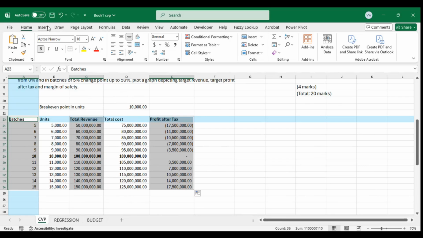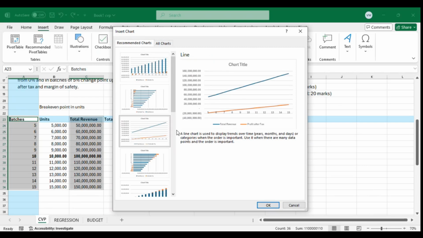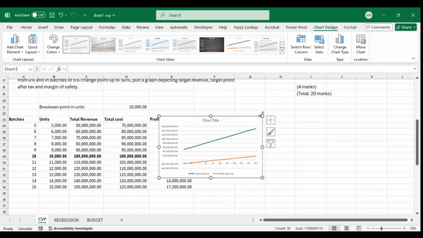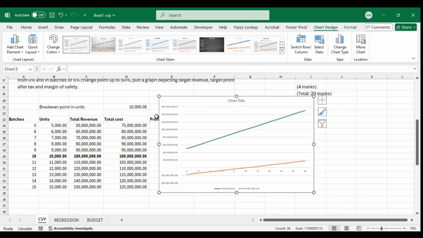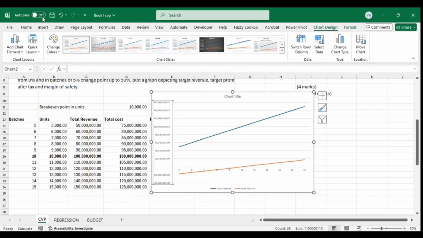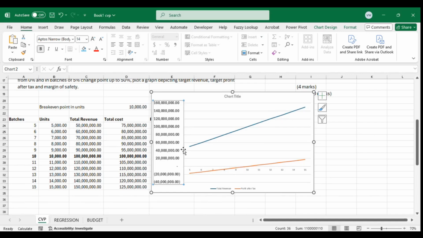Then go to insert, and then we tell Excel to recommend a chart for us. Then we try to see which chart best describes our data. Now we can use the line chart, because at least from the line chart, we can clearly show the total revenue and the total cost. And from our line chart, this is how we present our data, so that we can also increase the size so that we're able to see them clearly.